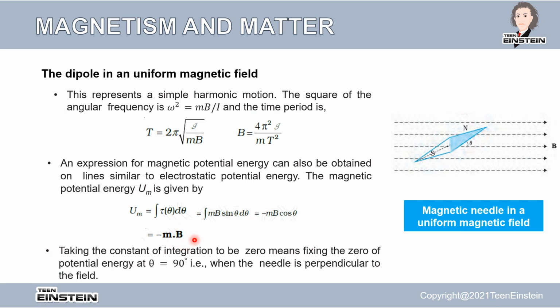Now we have the liberty to assume the reference as 0. We can take the reference as 0 when cos θ becomes 0, which is at 90 degrees. So taking the constant of integration to be 0 means fixing the 0 of potential energy at θ equal to 90 degrees. When the needle is perpendicular to the field, that is when the potential energy becomes 0.